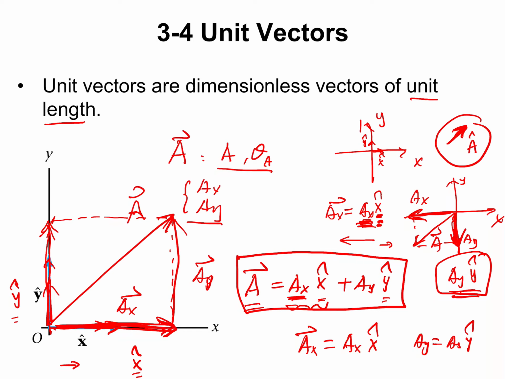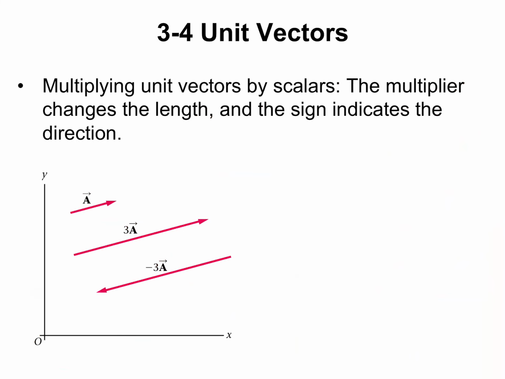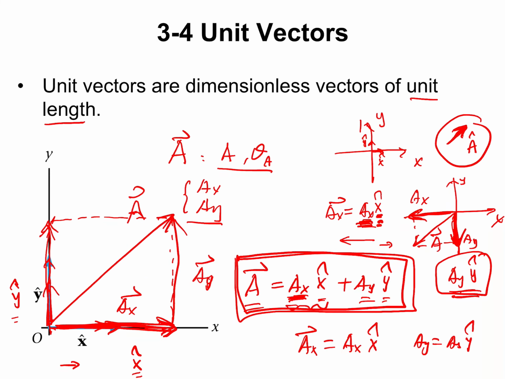So what you do here is just find the components, right? And then associate them with the unit vectors, then you give the unit vector notation for the vector, okay? By the way, unit vector notation is actually easier, okay? It's mathematically easier to add vectors together, right?